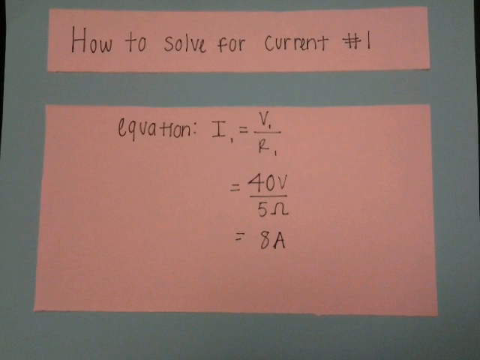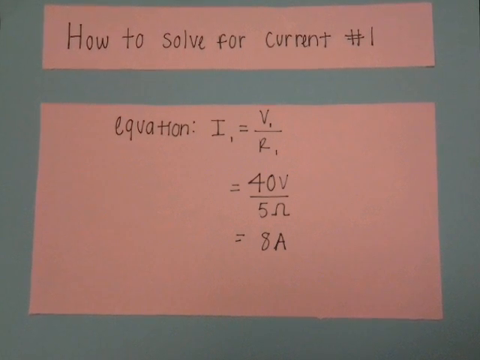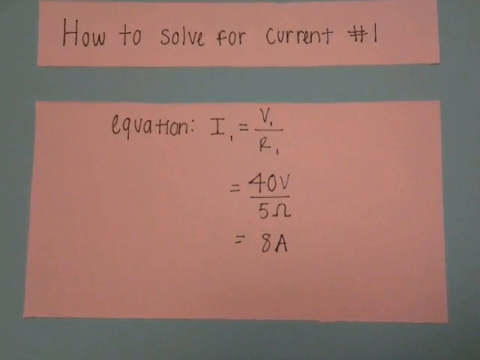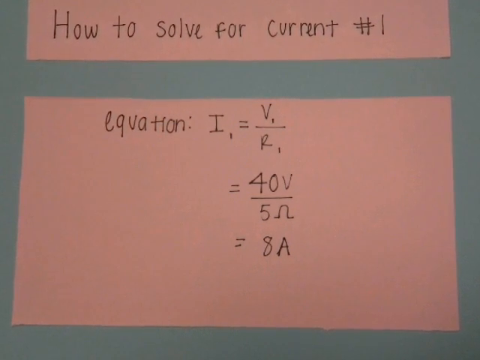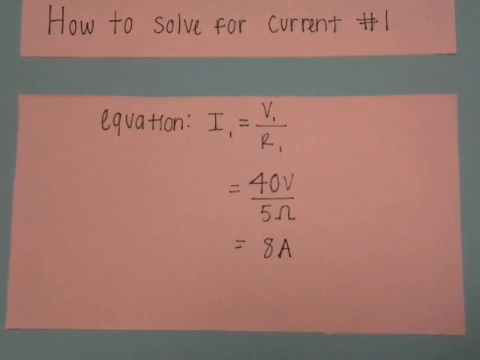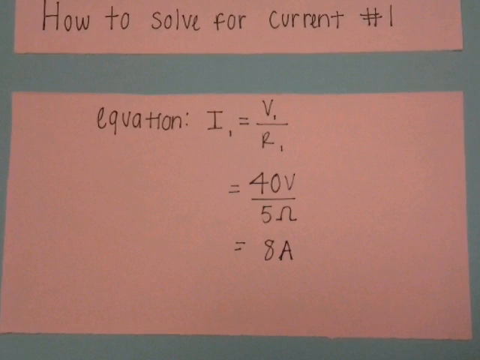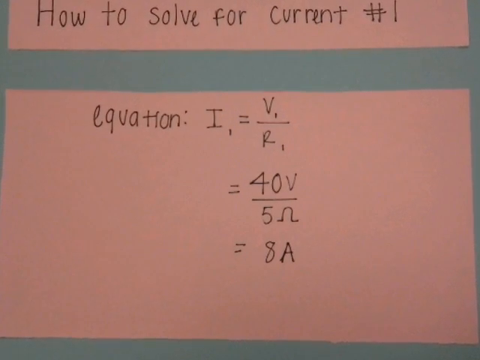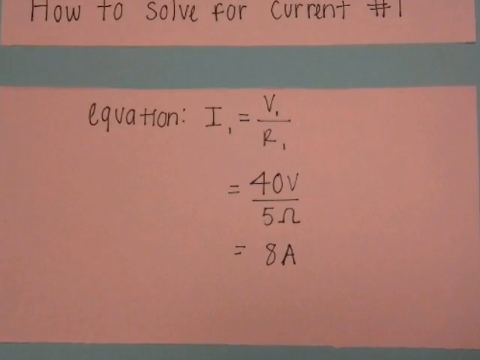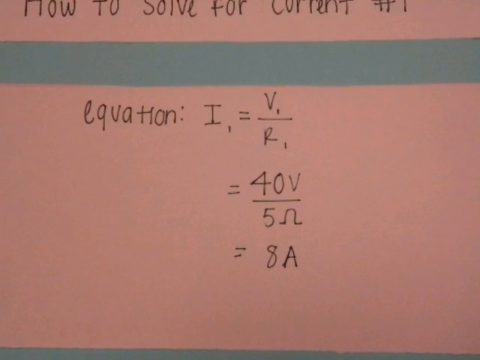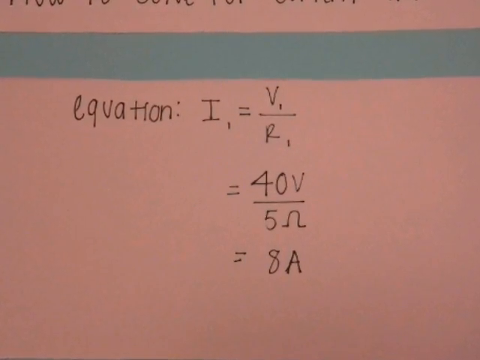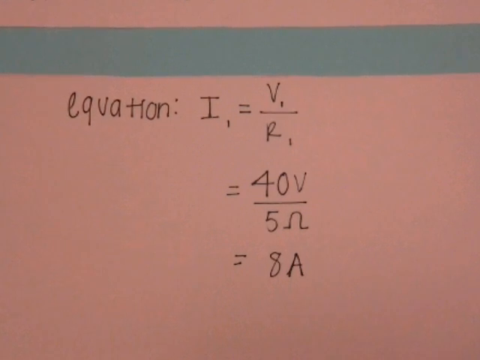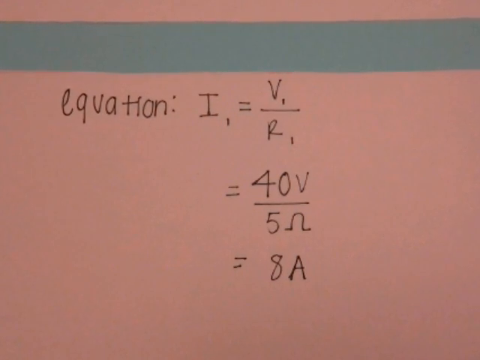How to solve for current 1. The equation used to solve for current 1 is voltage 1 divided by resistance 1. As in the previous slide, voltage 1 is 40 volts, so you would substitute 40 volts for voltage 1. Since resistance 1 is 5 ohms, you would substitute 5 ohms for resistance 1. Your final equation would be 40 volts divided by 5 ohms. Your final answer, or current 1, should be 8 amps.